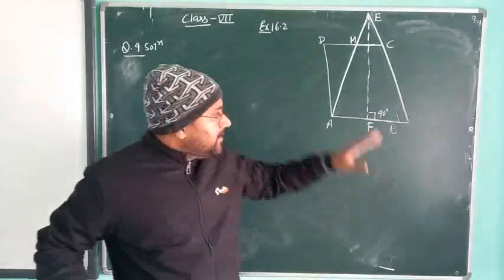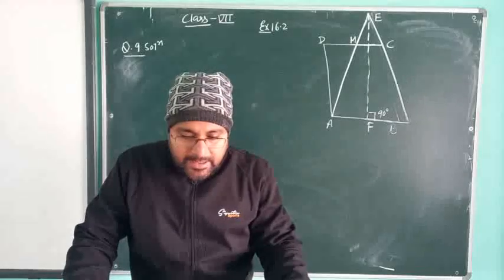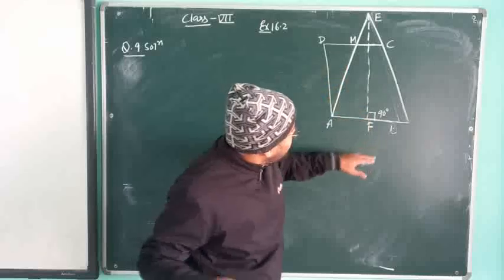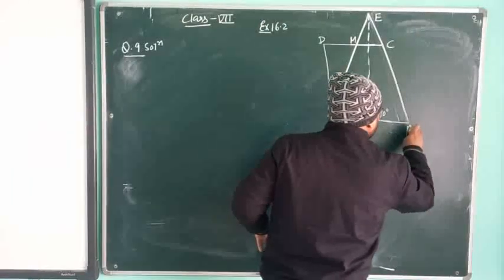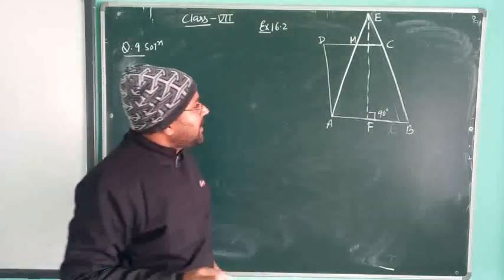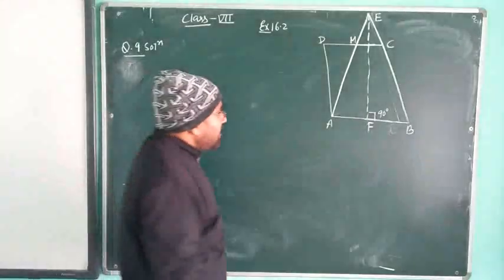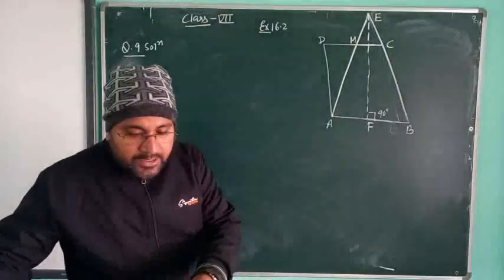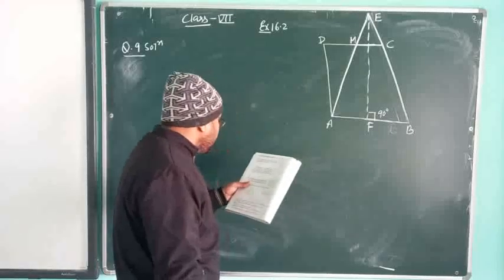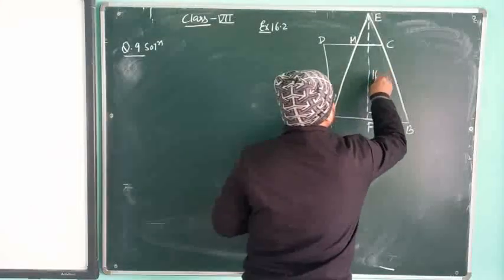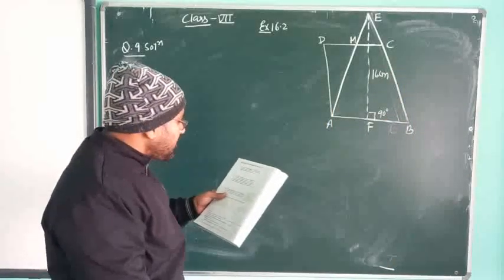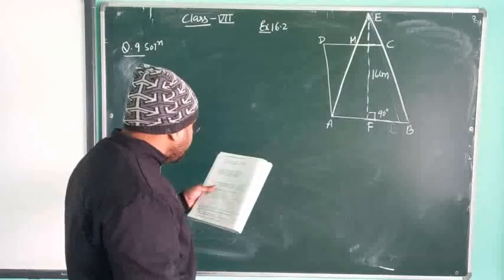In the adjoining figure, the area of triangle ABE is equal to the area of parallelogram ABCD. If the altitude EF is 16 centimeter, this is 16 centimeter long, find the length of the altitude of the parallelogram to the base AB.